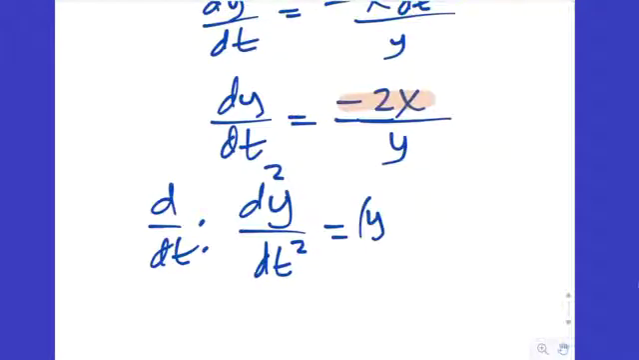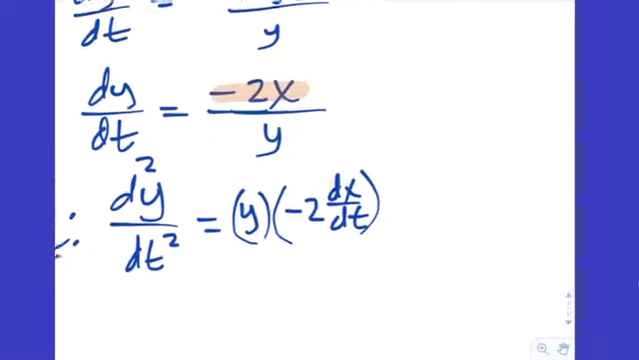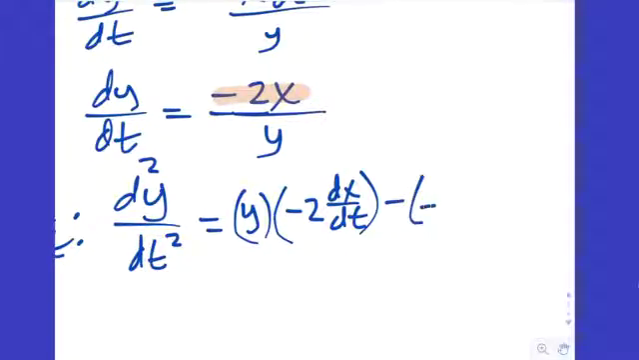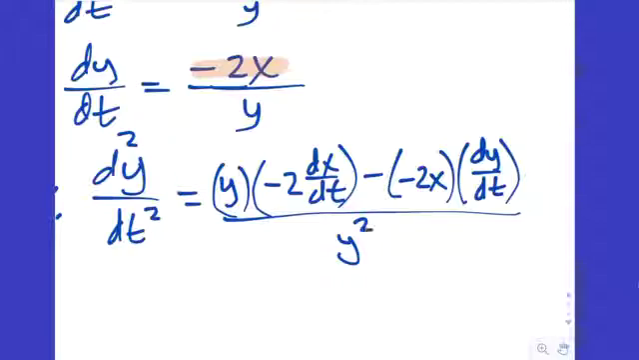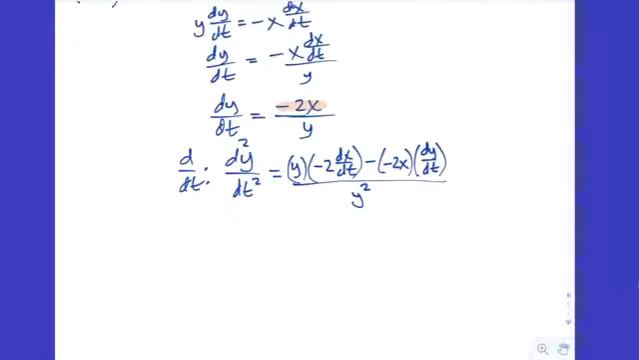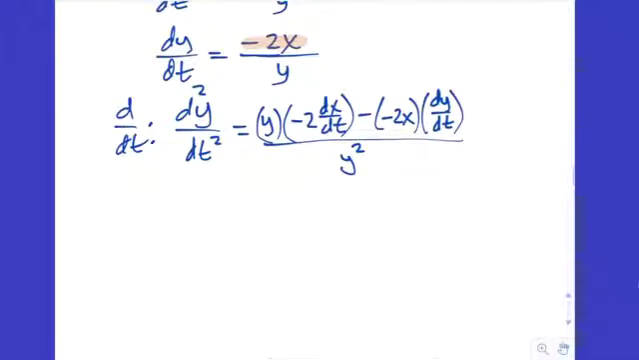So we have Ho d Hi. What's d Hi? Negative 2 dx/dt. Okay? So there's Ho d Hi minus Hi, so minus negative 2x. D Ho is dy/dt. So we still have a dy/dt in it, all over Ho squared. All right, so now because it's solved explicitly, we could just plug in and have our answer.